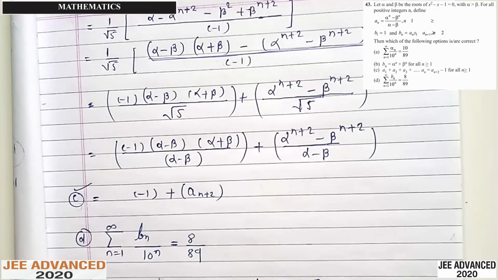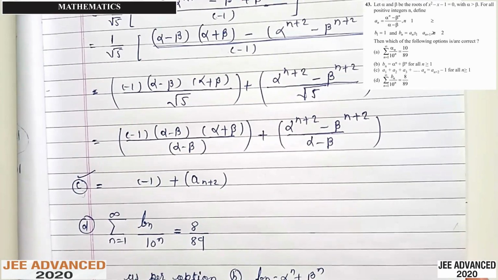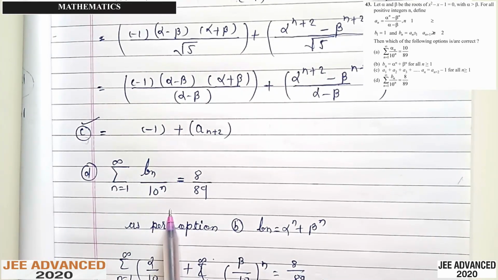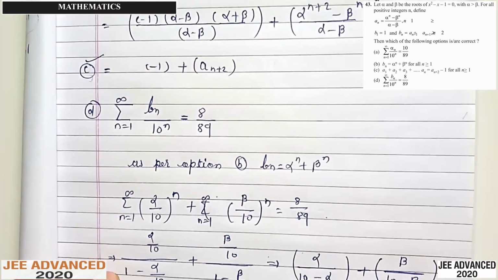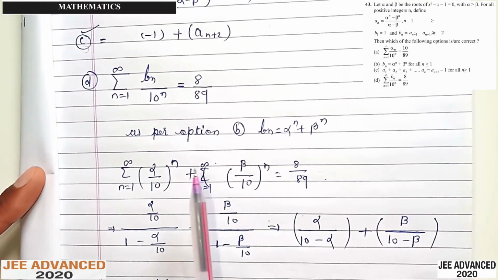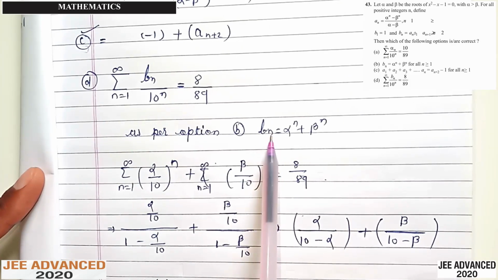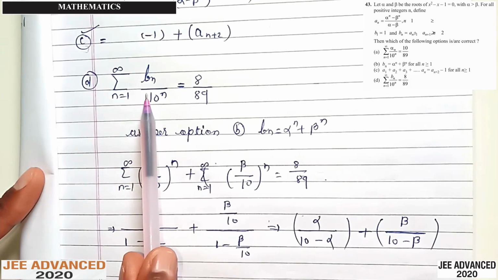Now let's move to option number D. The question is quite lengthy, so I'm going a little faster. So D: summation n equal to 1 to infinity, bn upon 10 raised to n, equal to 8 by 89, we have to show. This option is exactly the same as option number 1. If you understand option 1 properly, then you can solve option number D very easily. So we know that by using option B, we found the value for bn. The value of bn we have to substitute over here.